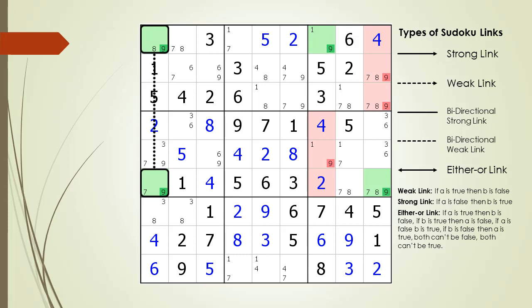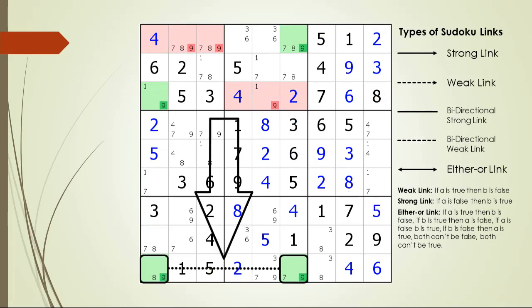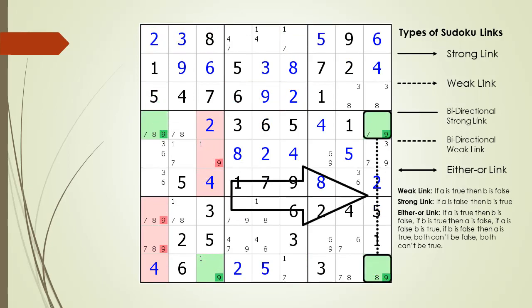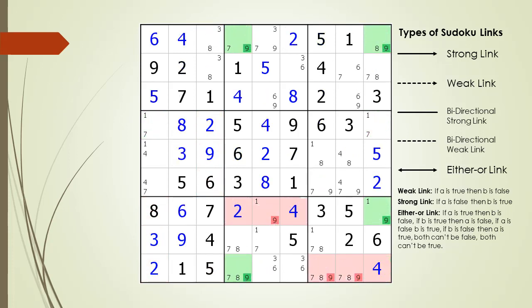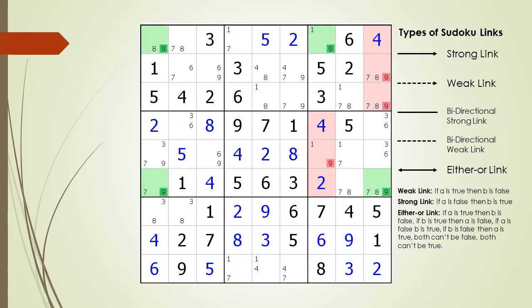A skyscraper can have 4 different orientations. In this example, the skyscraper base is to the left. Here is an example of the skyscraper base at the bottom or right side up. Here is an example of the skyscraper base at the right. And here is an example of the skyscraper base at the top or upside down. We return to our original example of having the base to the left.